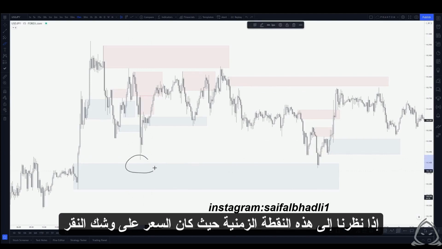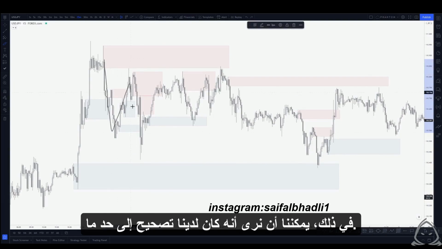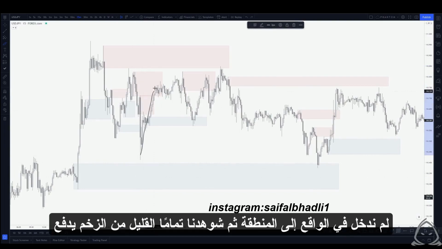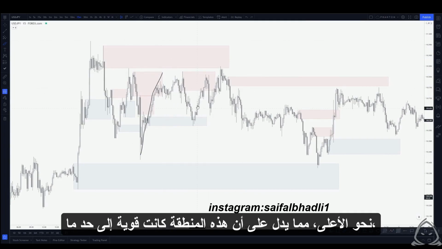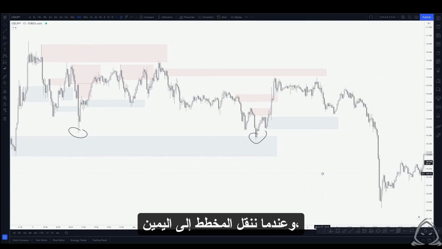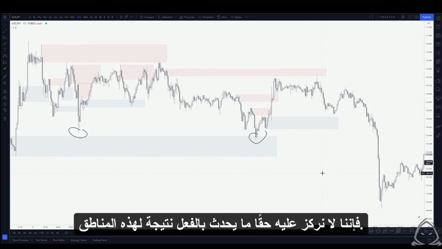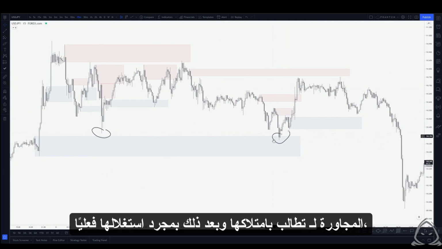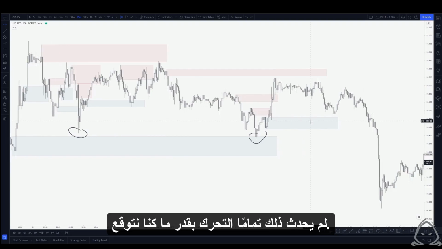Even if we look at this point in time where price was about to tap into it, we can see that we had fairly corrective moves back into the zone. We didn't actually tap into the zone, and then we saw quite a bit of momentum pushing to the upside, which shows that this zone was fairly powerful. When we move the chart to the right, although we're not really focusing on what's actually happening as a result of these zones, you can see that price tapped into the vicinity of the demand zone, and then once we actually tapped into it, it didn't quite move as far as we had expected.